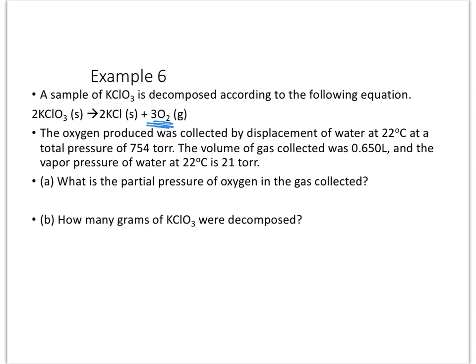So we collected oxygen gas, but it was mixed with water vapor. So the total pressure was 754 minus the pressure of just the water vapor is 733 torr. Okay, subtraction. So that's usually a part of a question, so you get a point for that. Now, how many grams of KClO3 are decomposed? So we know how much oxygen we made. So we can figure out how many moles of oxygen we made because we know the temperature, the volume, and the pressure of the oxygen. Once we know how much oxygen we made, we can work backwards to figure out how much potassium chlorate decomposed to get us there.